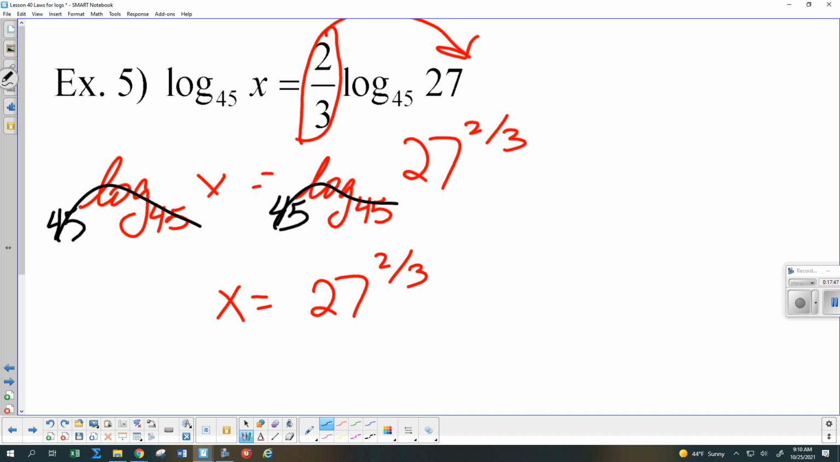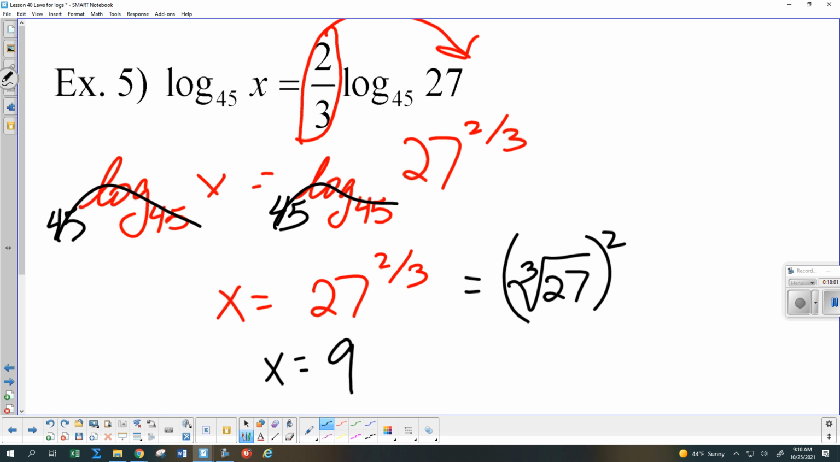So far, so good. And then that means we take the cube root of 27 and square it. What's the cube root of 27? Square it. And 9 is positive, so we keep that answer. Right, you can do that on the log problems, which are great so far. Okay, last problem.